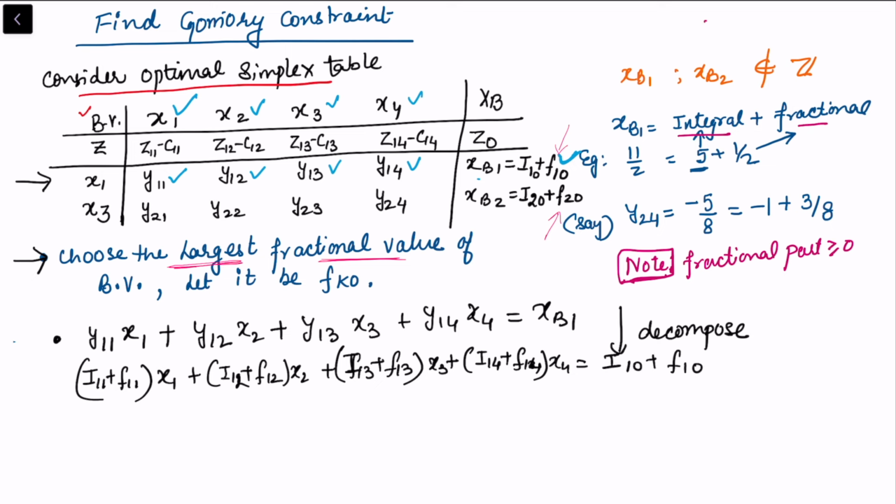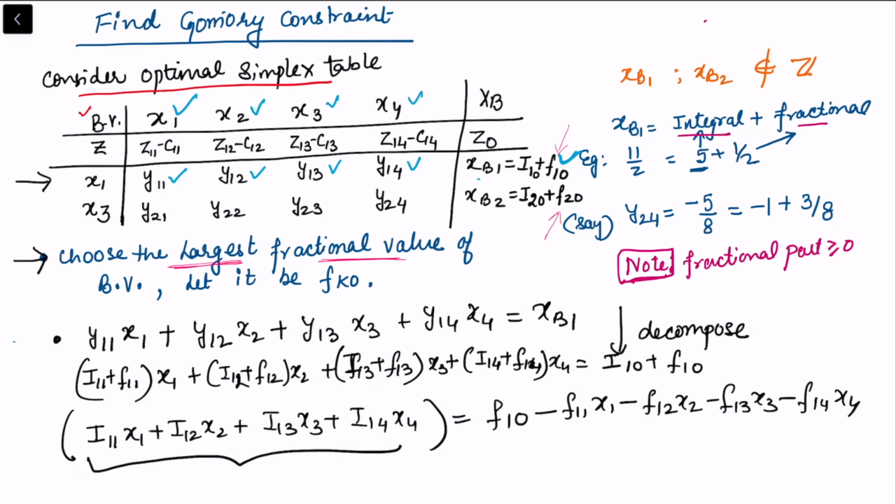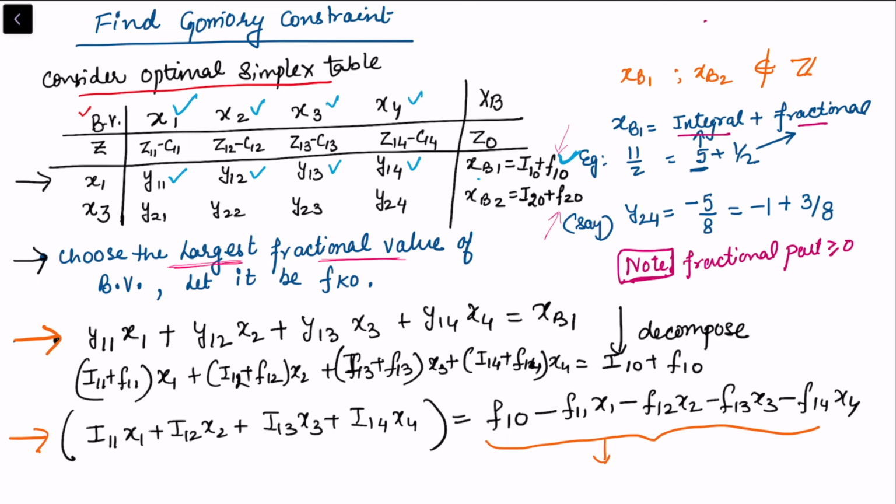Keep all integral part on one side, so this is I11 into x1 plus I12 into x2 plus I13 into x3 plus I14 into x4, and keep all fractional part on the other side. So keeping the fractional part, the other side will have minus f12 x2 minus f13 x3 minus f14 x4. Now since this is integral part, this has to be an integer. If we compare with the first form, this is deduced from the first form only, so this is the fractional part, and this is going to correspond to Gomory's constraint.